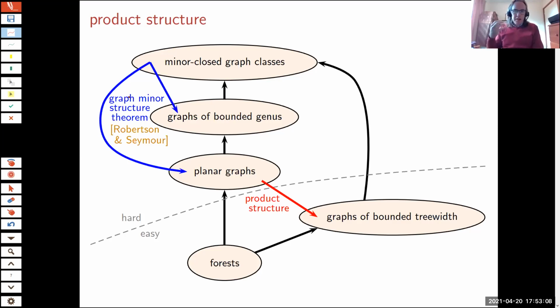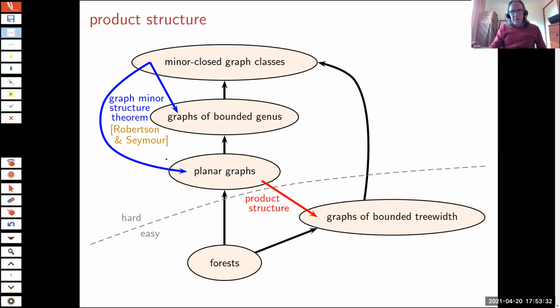So I think it's fair to say that describing planar graphs in terms of bounded treewidth graphs is a simpler class. And so these red arrows are what I'll be talking about today. And what we're going to do is describe planar graphs via what's called a product structure theorem. And we'll describe them in terms of graphs of bounded treewidth.